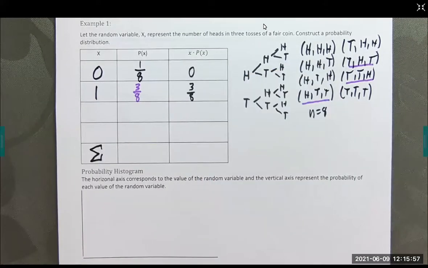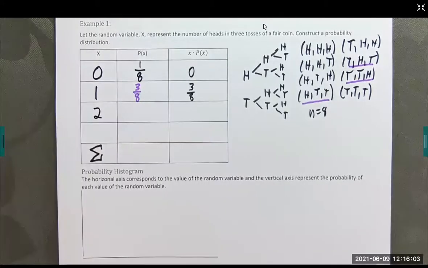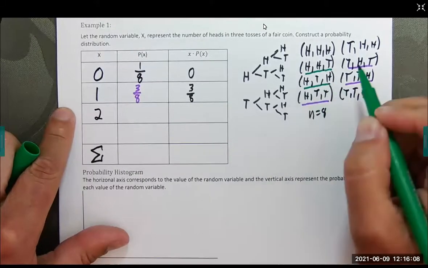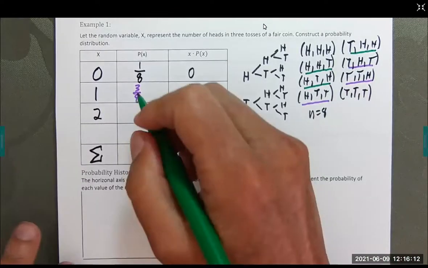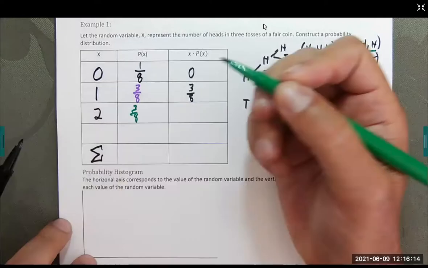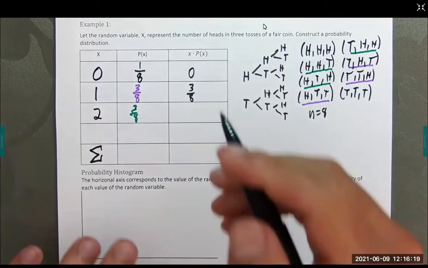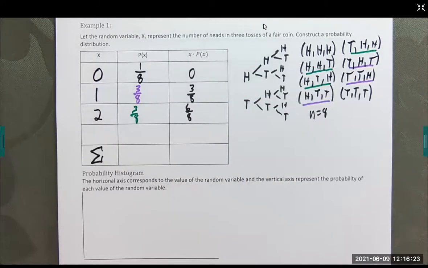Next up, switch colors here. It's possible we have two heads. And that happens here, here, and here. So that, once again, is going to give us 3/8. And when I multiply those together, I get 6/8. I know I can reduce that, but I'm going to leave it as is because it's going to be easier to add them up if they have the same denominator.